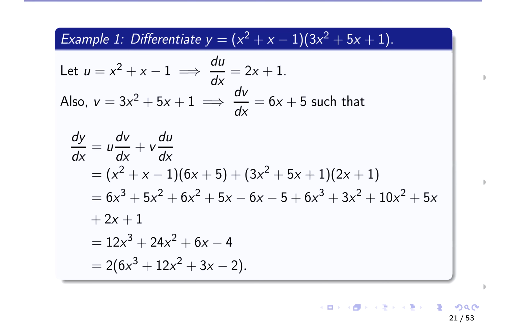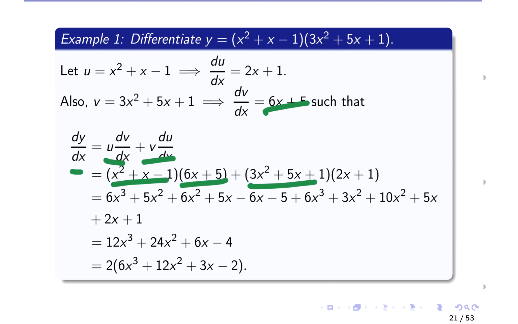So you can say, let u be x squared plus x minus 1, and automatically du dx will be, differentiating this, 2x plus 1. And then you also say, let v be 3x squared plus 5x plus 1. So dv dx will be 6x plus 5. This is 6x if you differentiate, and this is 5 when you differentiate. This is 0 because it's constant. So such that you can now say dy dx is u dv dx plus v du dx. So this is u, and this is dv dx. This is v, and this is du dx, like this.